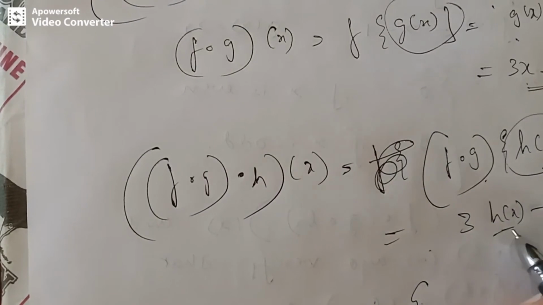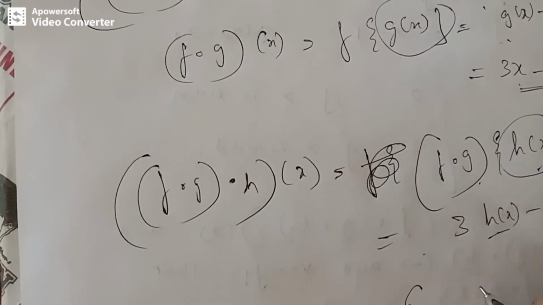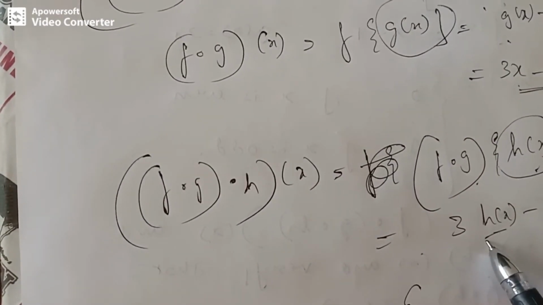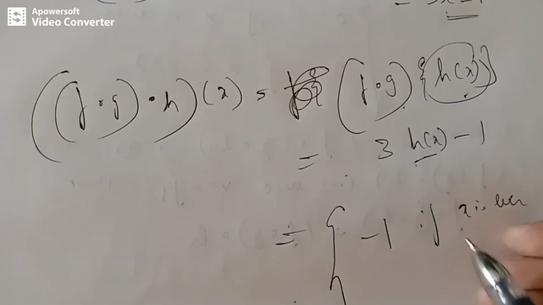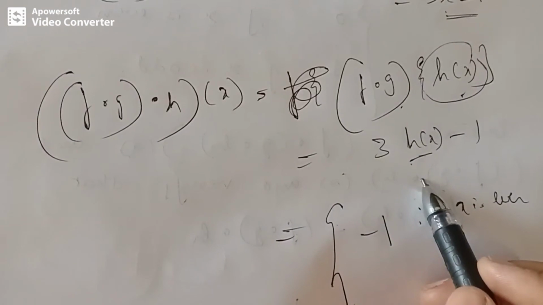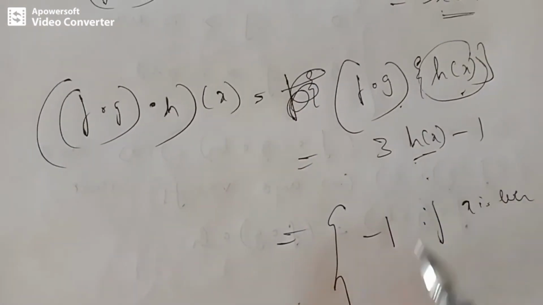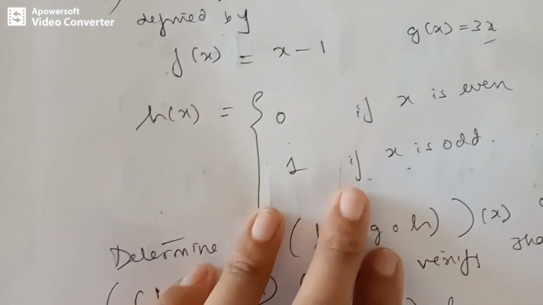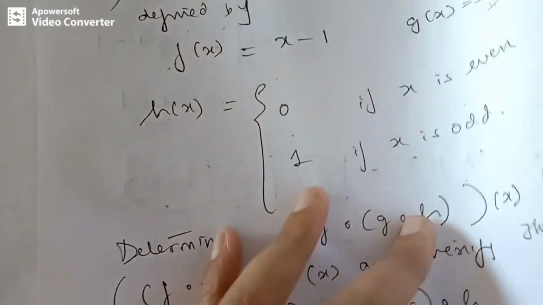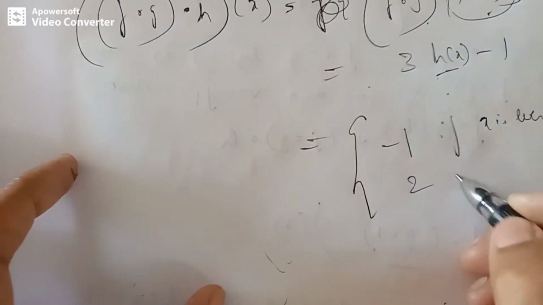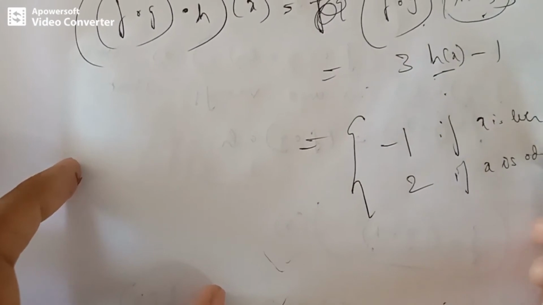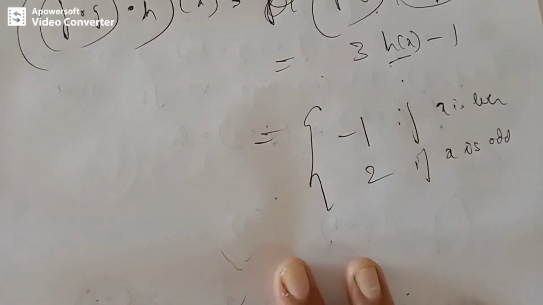So h of x is 0 if x is even as per the question. So when we substitute h of x as 0, we get minus 1 if x is even. And h of x is 1 if x is odd, right? So that is as per this question. We are going to derive the same thing. So when we substitute 1 here, we get 2 if x is odd. So it is very clear that both the results are the same.